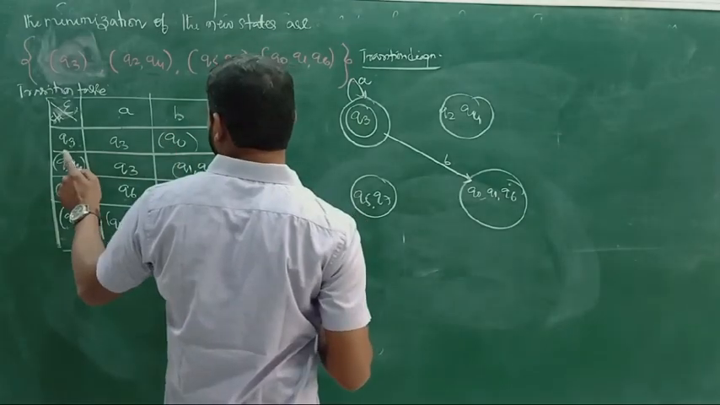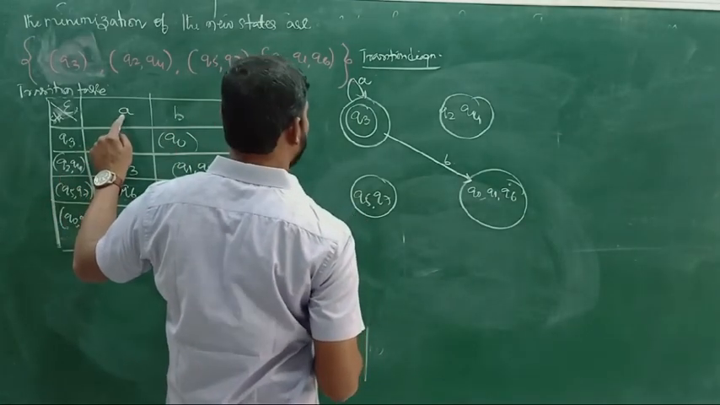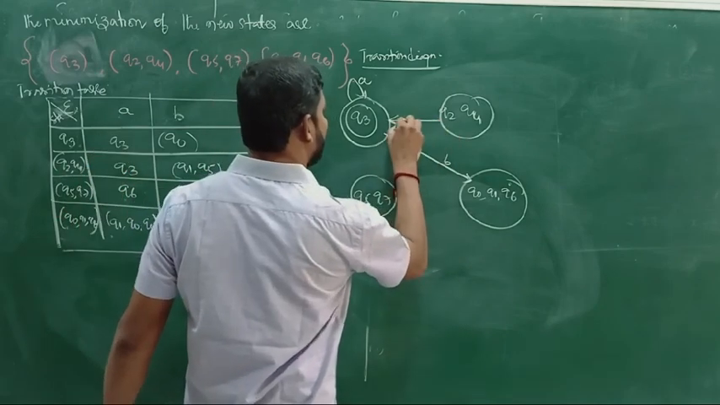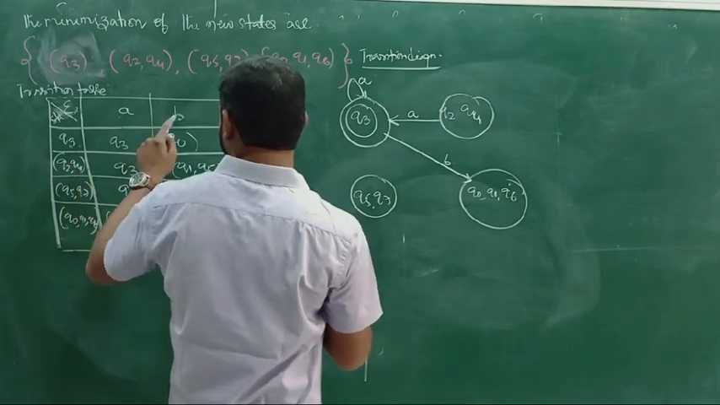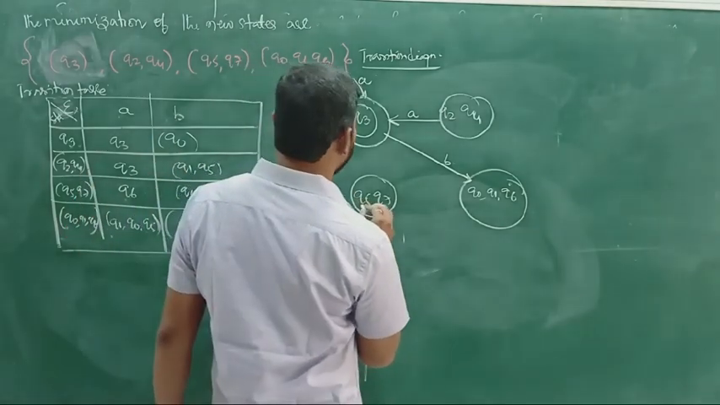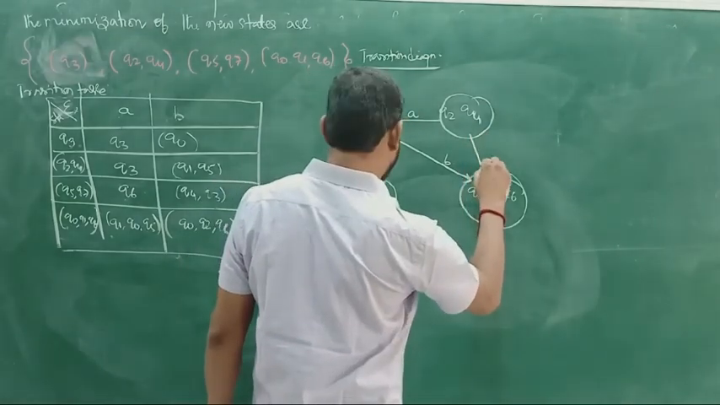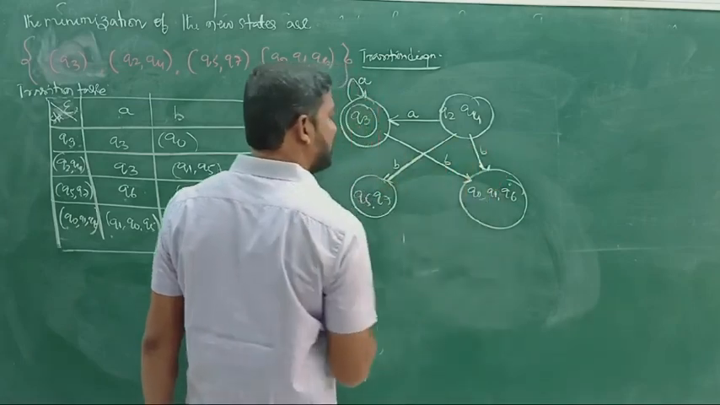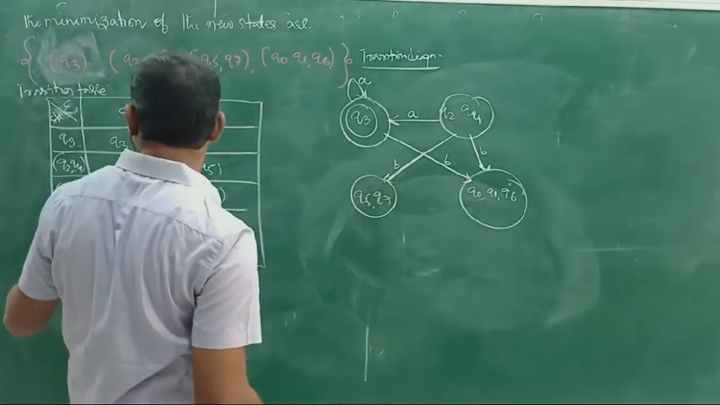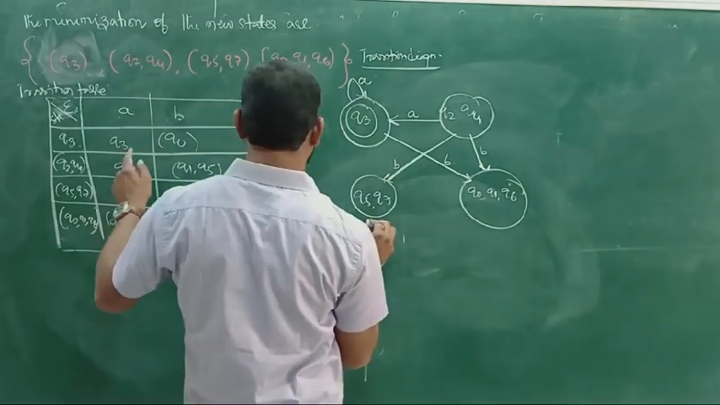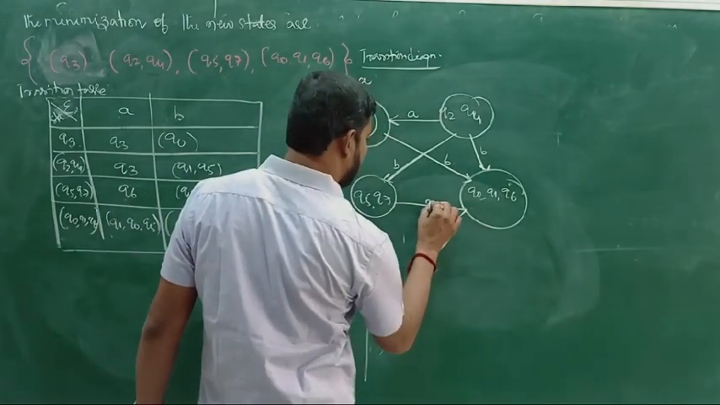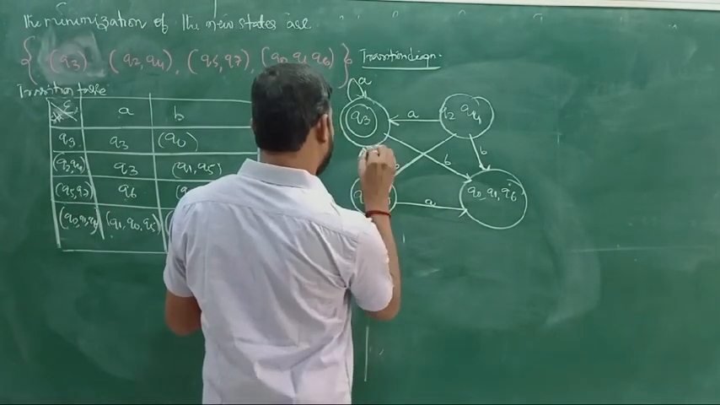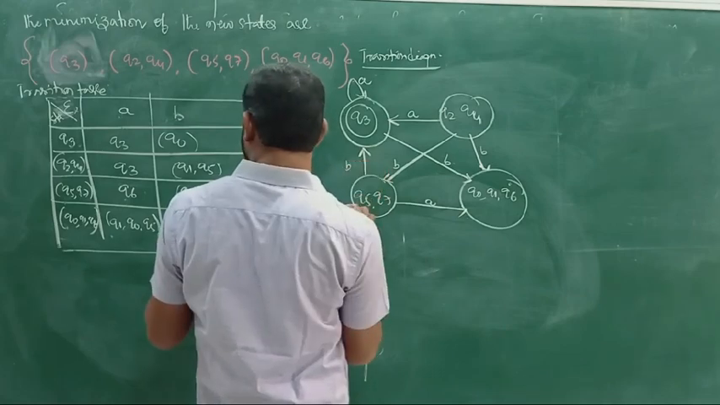Next Q2 Q4 of A is equal to Q3. Q2 Q4 of B is equal to Q1 Q5. Where is Q1 Q5? Here is Q1, and this is Q5. So now we can draw the B transitions. Next Q5 Q7 of A is equal to Q6. Where is Q6? This is Q6, with A. And Q5 Q7 of B is Q4 Q3. So where is Q3? This is Q3, that is the B.